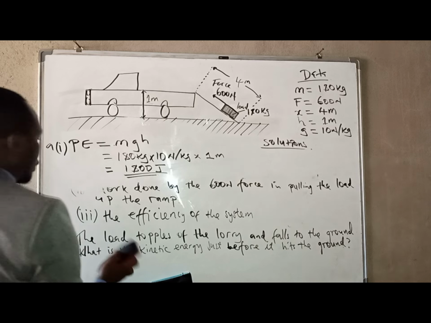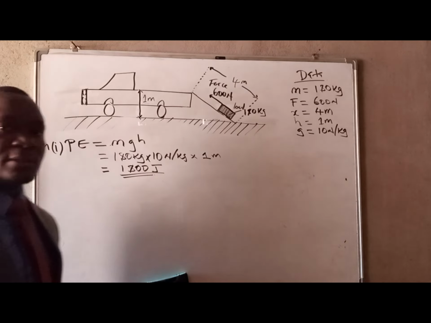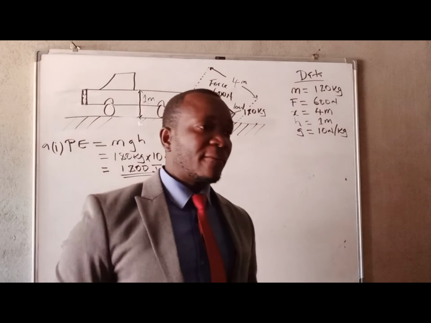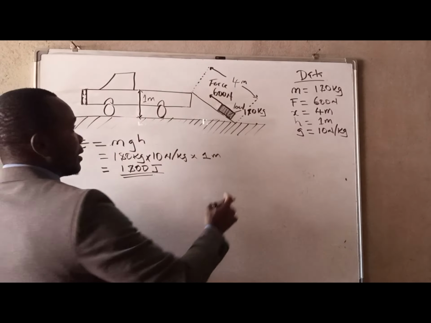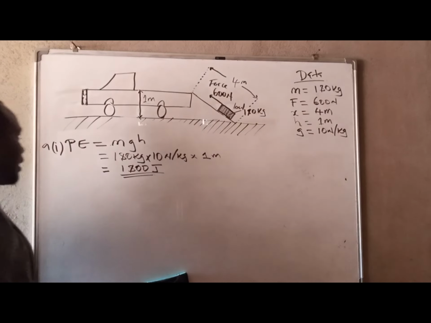Let us go to A2. Work done is given by force times distance, and the distance for work done is actually the distance in the direction of the force. So here, the distance in the direction of the force is this one, which is 4 meters.